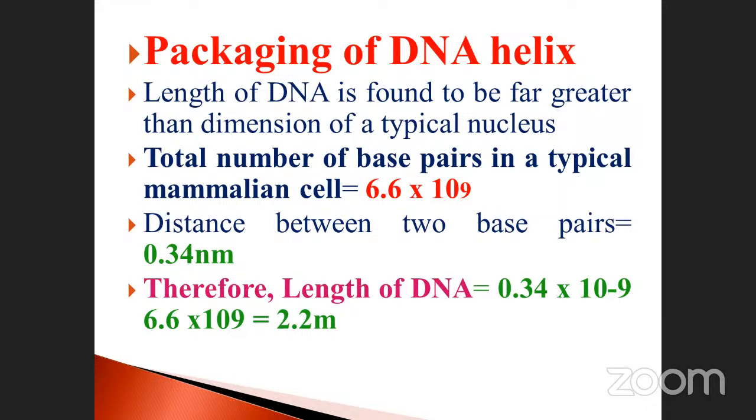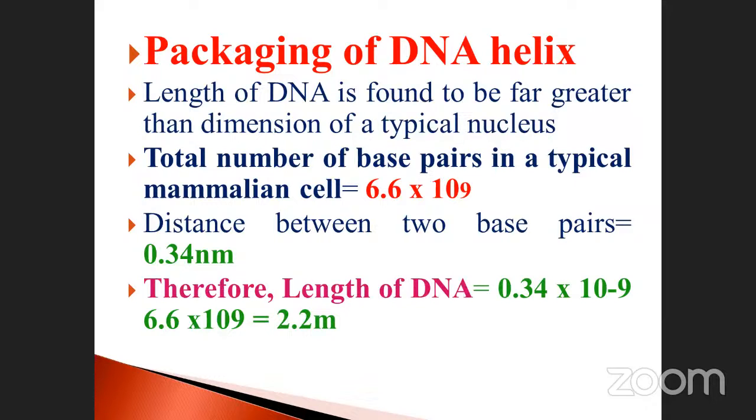And the distance between two base pairs, already we discussed. What is that? 0.34 nanometer. Nanometer is 10 to the power of -9, isn't it? Therefore, how will the length of the DNA be? You have to multiply these two. You will get the length of the DNA. So 0.34 into 10 to the power of -9 into 6.6 into 10 to the power of 9. That is equal to 2.2 meter.